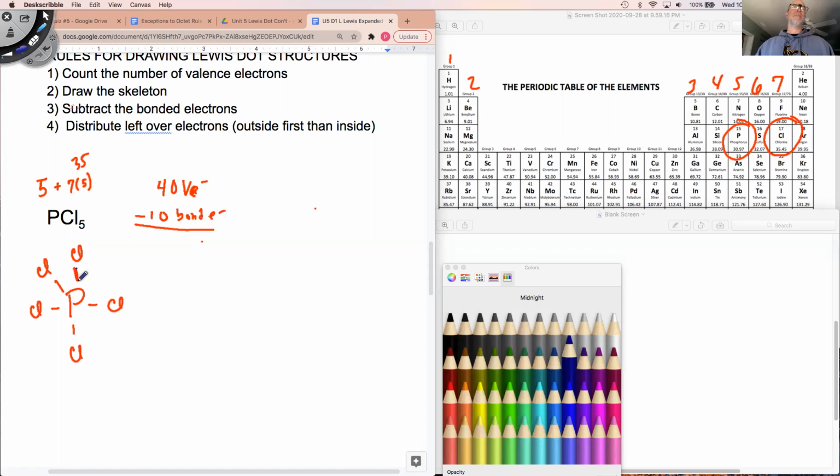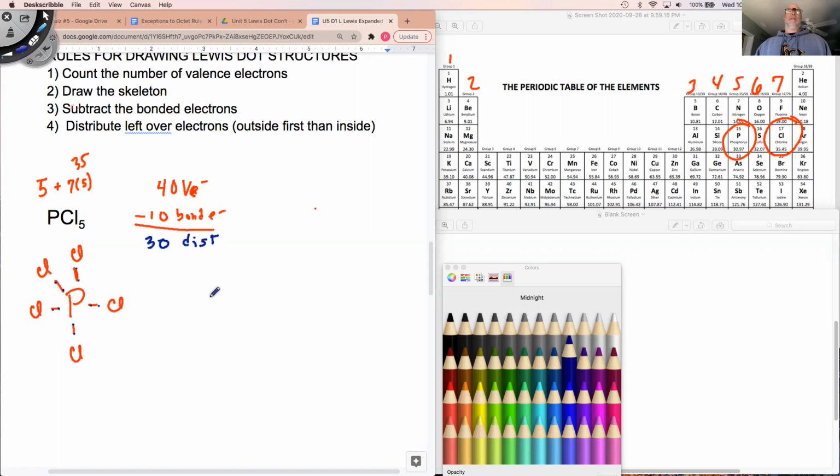You probably missed the previous 10 minutes of this video. Each one of these bonds has 2 electrons. And seeing as there's 5 bonds, 5 times 2 equals 10. All right? So what's 40 minus 10? 40 minus 10 equals 30 electrons to distribute.